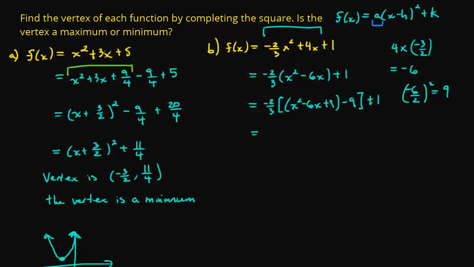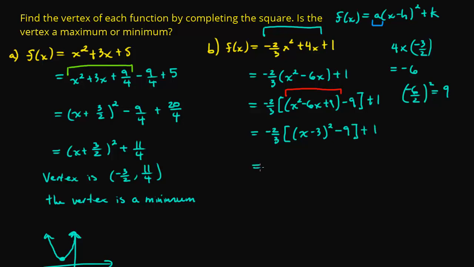So the next thing to notice is that inside of these round brackets, or parentheses, or whatever you want to call them, I have a perfect square trinomial. So that factors to x minus 3 squared minus 9 plus 1.